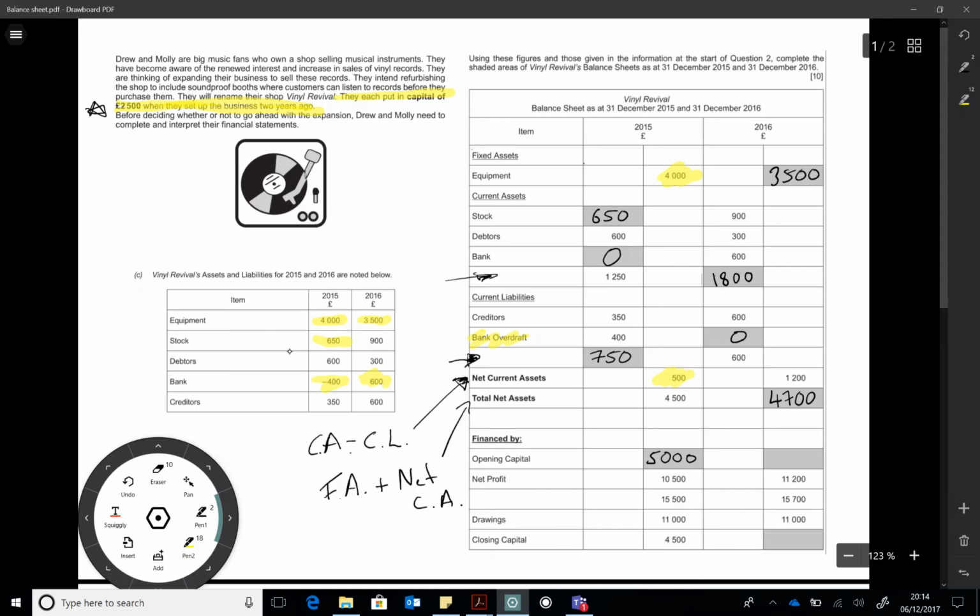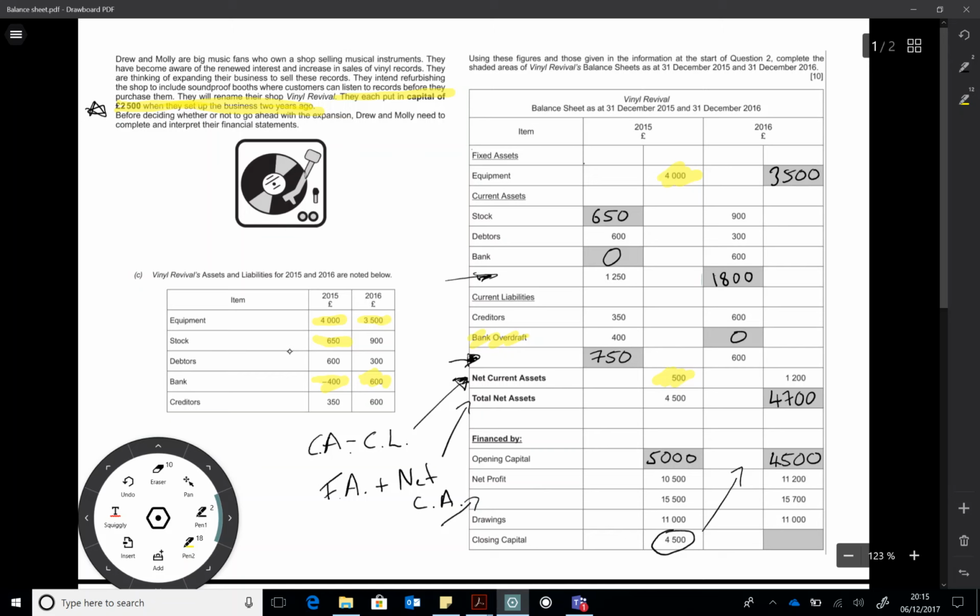It's even easier for 2016 because our opening capital for that year is our closing capital for the year before. So we just bring that figure up and we put it in our opening capital. So far we've got 9 marks out of 10, so we need to total this off by doing our final calculation. Again, we've got a blank box, so we know that this figure here is a total.